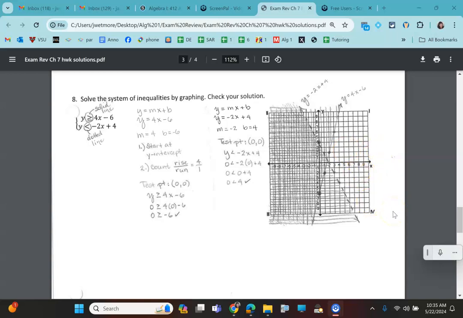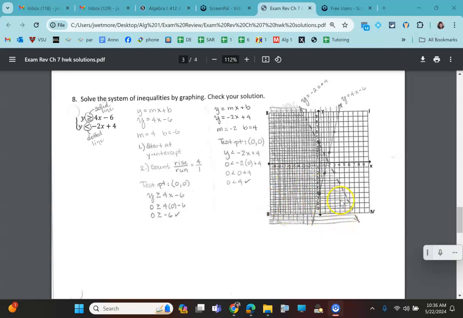And so again, I'm going to pick a test point. 0, 0 was not on my line, so I can use that. So I'm going to go back to the original inequality. Y is less than negative 2x plus 4. And I'm going to put 0 in for x and 0 in for y. And I get 0 is less than 4, which is a true statement. So that lets me know that I'm going to shade over here on the left-hand side.